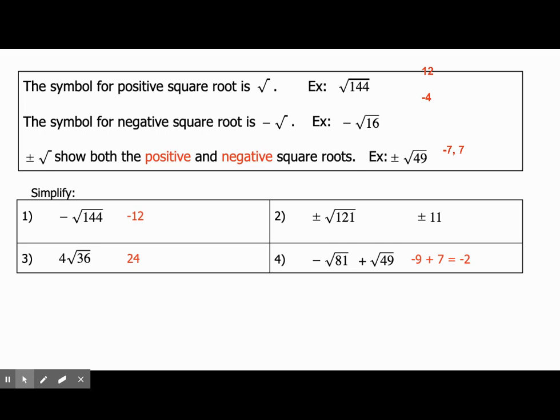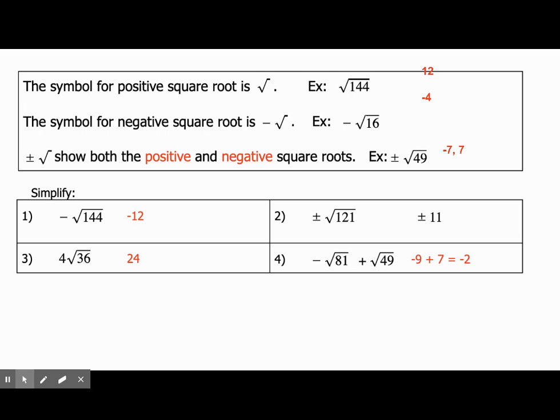So if we want to show both the positive and the negative square root, we can write this plus or minus, which would be plus or minus 7, or we can write it like this. So I'm going to ask you to try the simplified problems, and then we'll go over them together. So you might want to turn your video off for a moment.